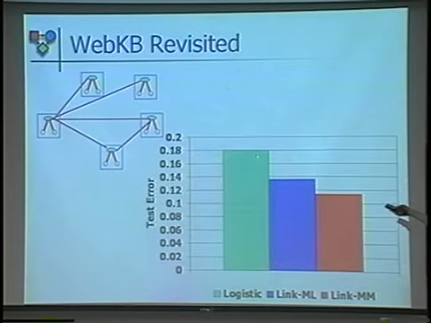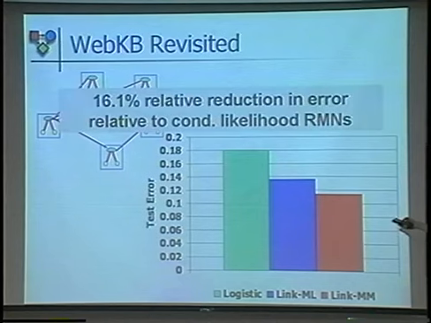So here we had, remember, this is logistic regression. This is as far as we got with maximizing conditional likelihood. And this is when you try and maximize the actual discriminative power of your model. And that gives you, again, a significant reduction in error.